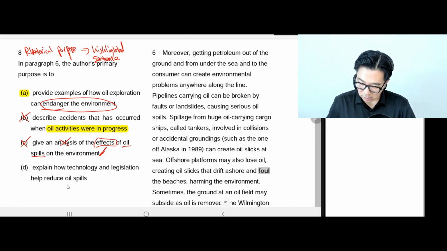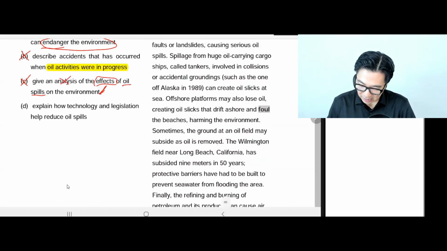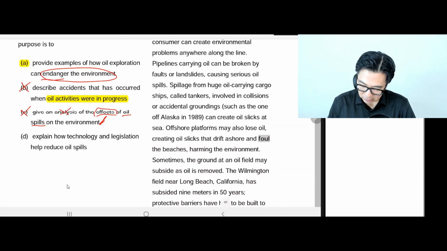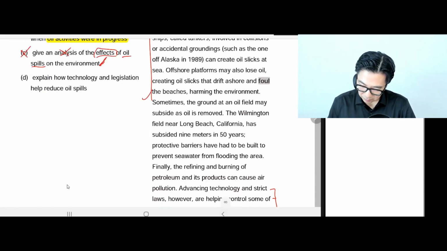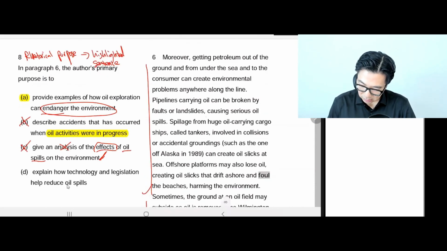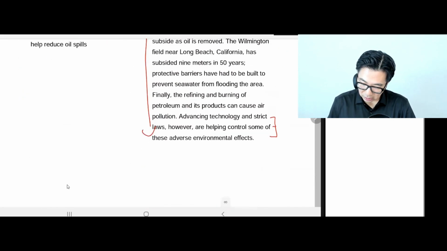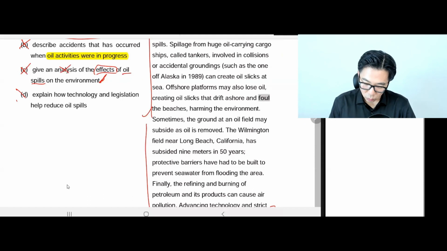D, "Explain how technology and regulation help reduce oil spills." That is not the main purpose of the whole paragraph. It just covers this tiny sentence out of all of this paragraph, which has the main idea here and 5 examples, as I told you. So D focuses on just one sentence. It's not the purpose of the whole paragraph.